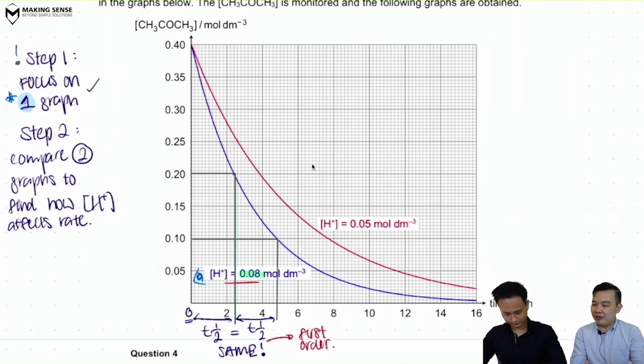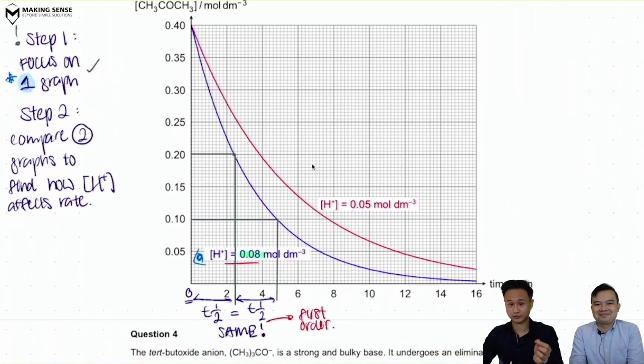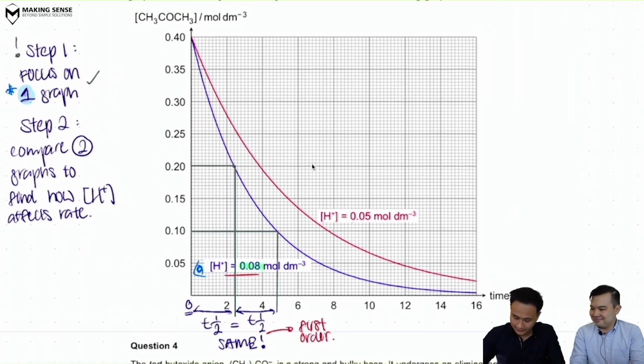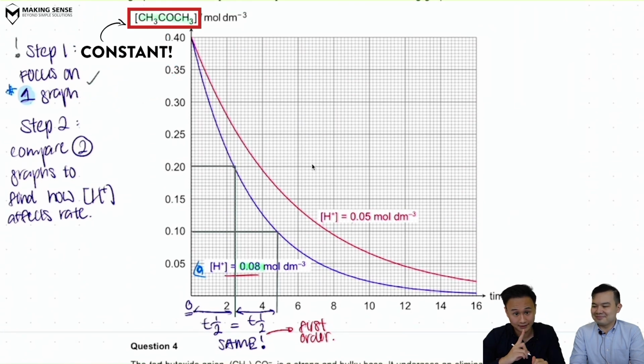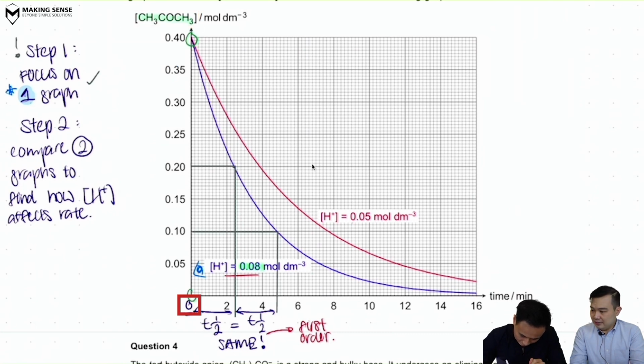Now I found out the order with respect to propanone. Mr. Tim, can you run me through how do you find out the order with respect to H plus then? Sure thing. Now, if you want to find the order with respect to H plus, again, you need to make sure all the other species involved is kept constant. Okay. So if I want to see how H plus affects my rate, I need to keep propanone fixed. There's only one point where they are fixed, which is the initial time. Time equals to 0. Okay.